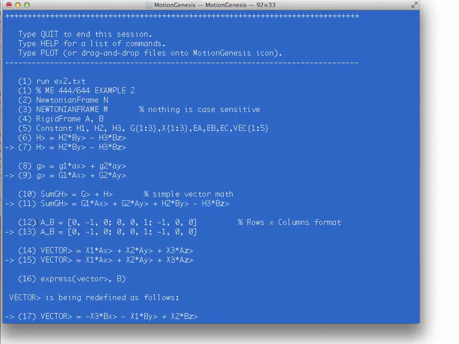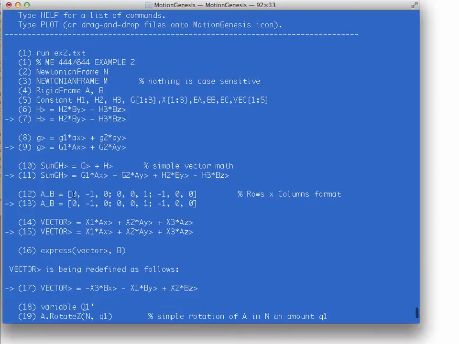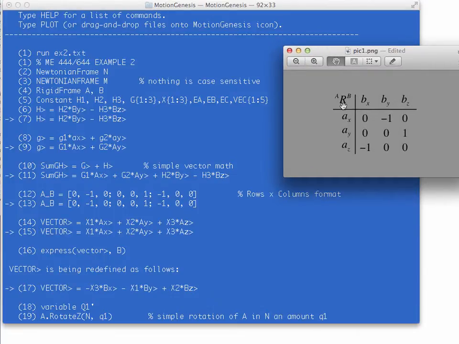Now we can tell it how A's and B's are related by actually entering the rotation matrix. This is rows and columns format: row 1, columns 1, 2, 3, row 2, columns 1, 2, 3, and row 3, columns 1, 2, 3. If I brought over a picture here, this will actually show what it looks like. This is the rotation matrix, R^AB. The way I like to remember it is that this R, so these AB, get the superscripts.